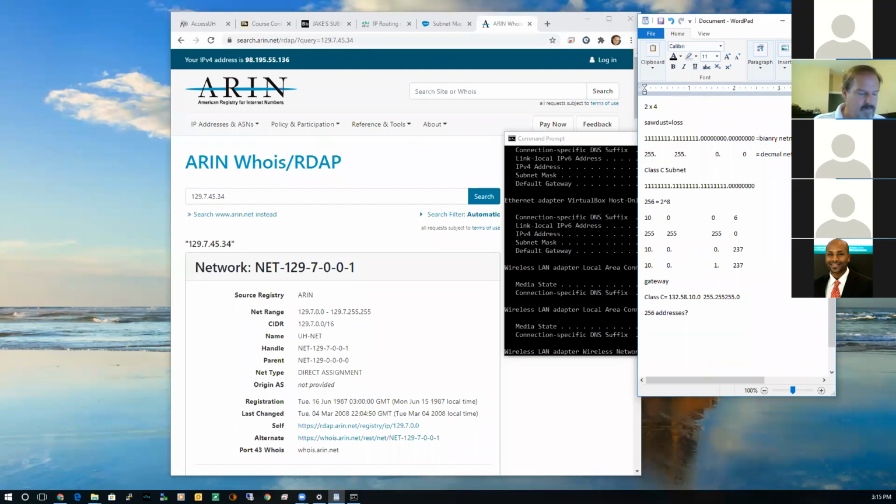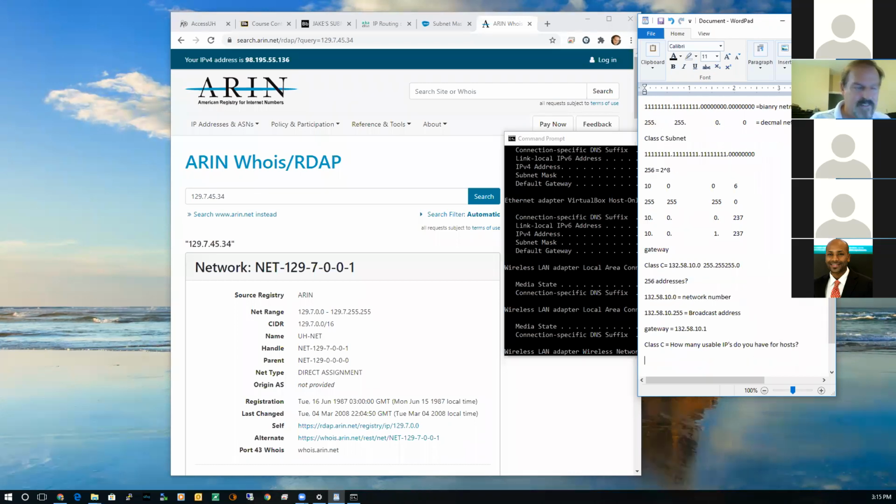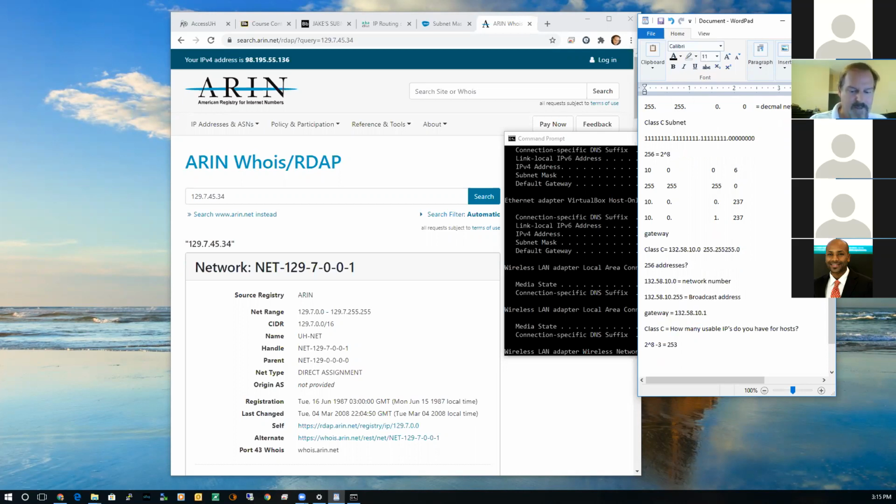So in the case of a class C, how many usable IPs do you have for hosts? Meaning servers, workstations, printers, phones, cameras. It's 2 to the 8th power minus 3, or 253.